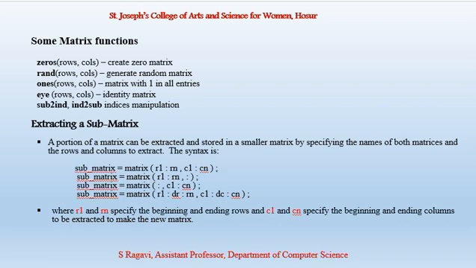Some matrix functions that are used to create matrices in MATLAB. zeros(rows, columns) creates a zero matrix. rand(rows, columns) generates a random matrix. ones(rows, columns) creates a matrix with all the entries as 1. eye(rows, columns) creates an identity matrix. We can also extract a submatrix from a matrix. Let us see some examples in MATLAB.